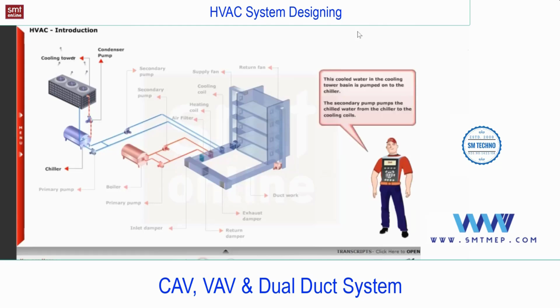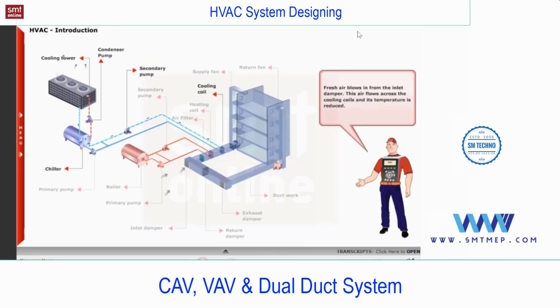This cooled water in the cooling tower basin is pumped onto the chiller. The secondary pump pumps the chilled water from the chiller to the cooling coils. Fresh air blows in from the inlet damper. This air flows across the cooling coils and its temperature is reduced.